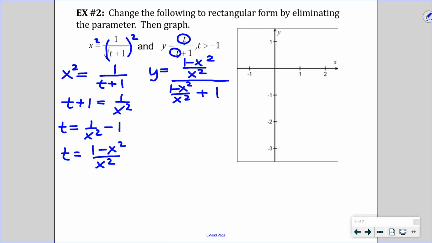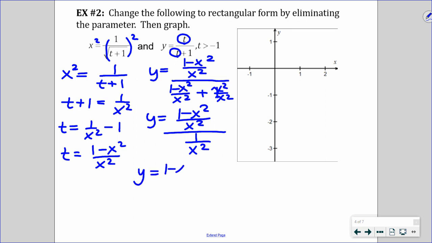Okay, then to simplify this, I'd start in the denominator. To add the fractions, we need a common denominator, so I can convert the 1 to x squared over x squared. When I add my numerator, the 1 minus x squared plus x squared, that's all just going to equal 1. So this is what I'm going to have now. And then I multiply by the reciprocal. So I flip the bottom fraction, the x squareds will cross reduce, and we'll get y equals 1 minus x squared. Okay, so that's easy to graph.